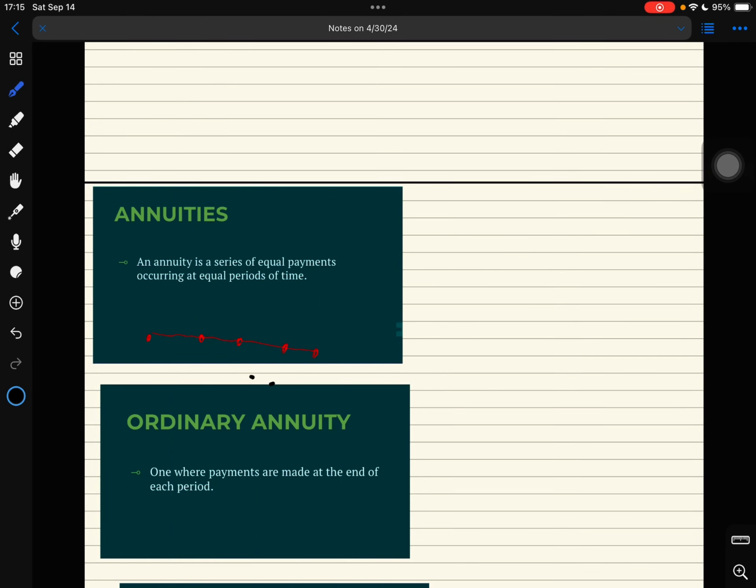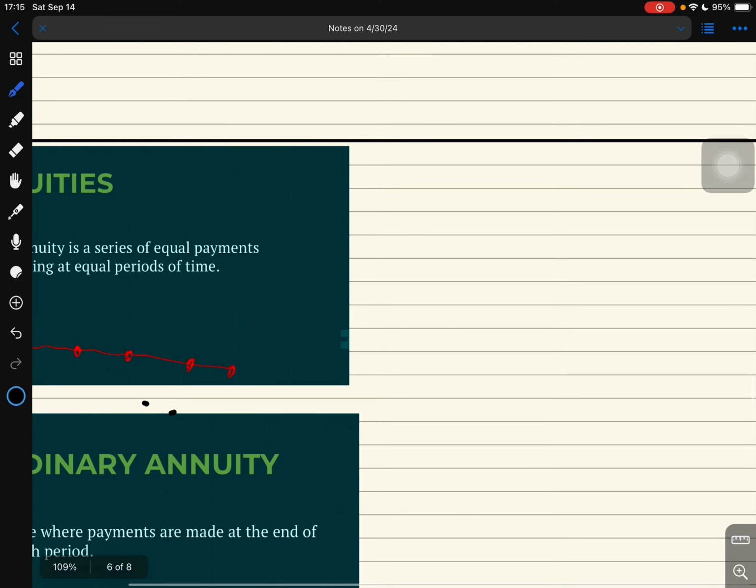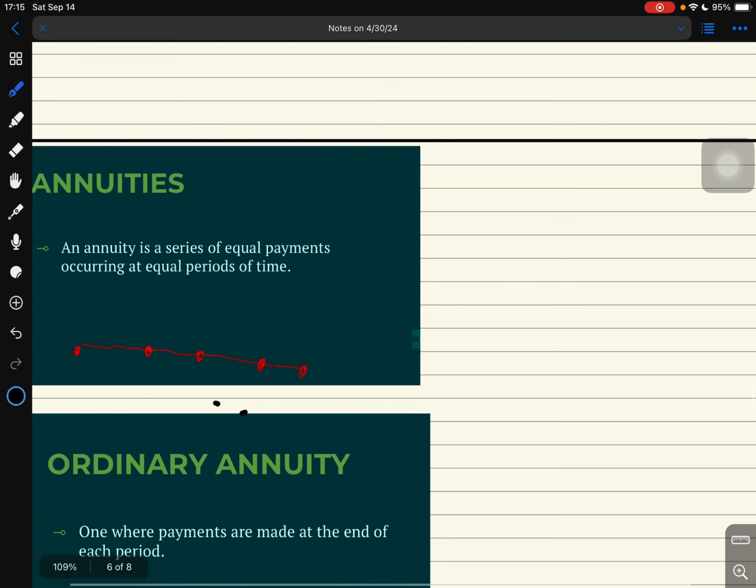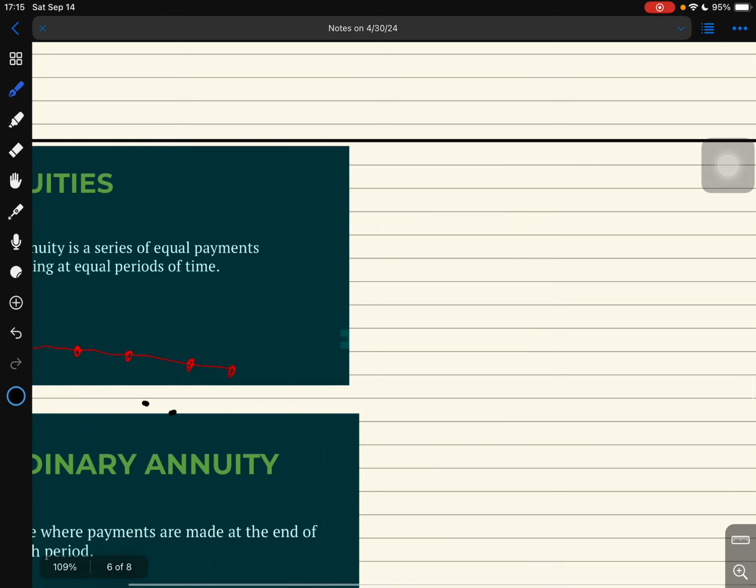Okay, today we're going to discuss annuities. An annuity is a series of equal payments occurring at equal periods of time. So, as we can explain from the meaning itself, it is a series of equal payments occurring at equal periods of time. For example, let's say our period is monthly.